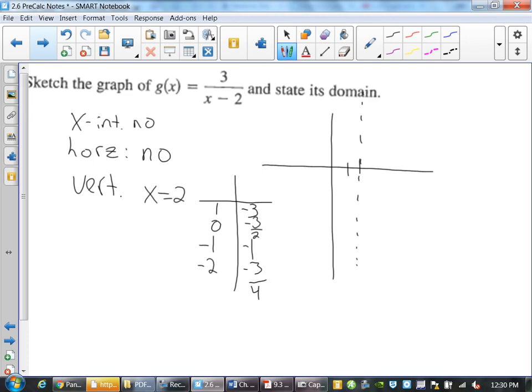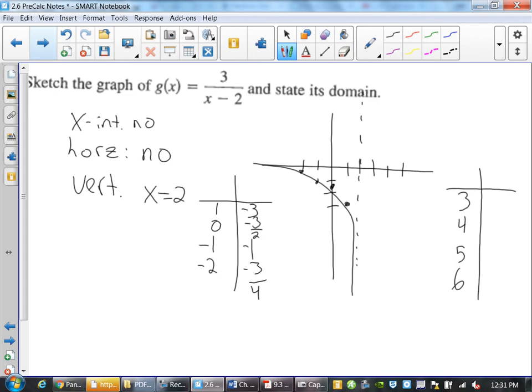So going on the other side, 1, -3, 0, -1.5, -1, -1, and at -2, -3/4. So now you're getting the idea of this curve is probably doing this. And then go to the other side. Where we at 2, so use 3, 4, and 5. Might as well use 6 and use 3 in there.